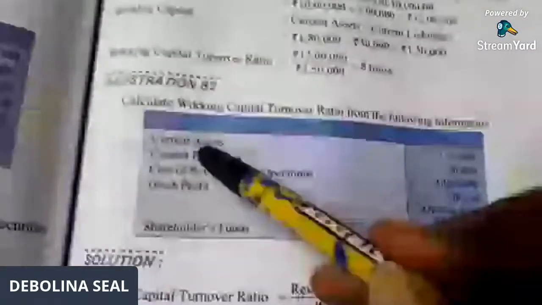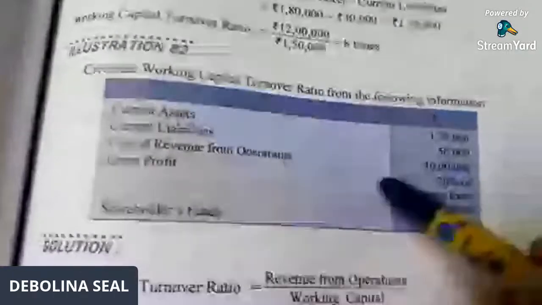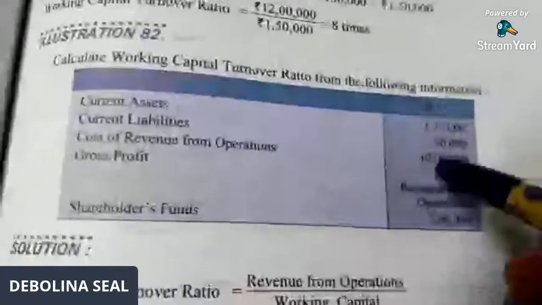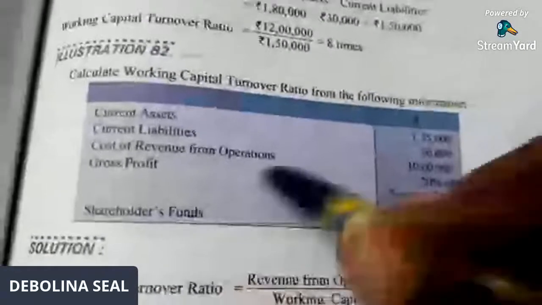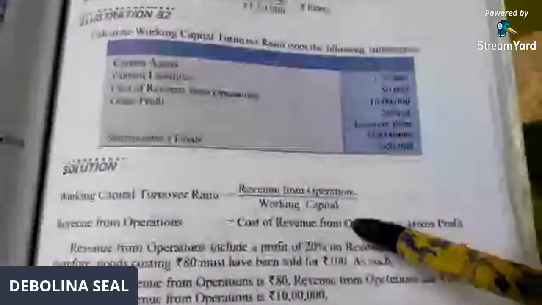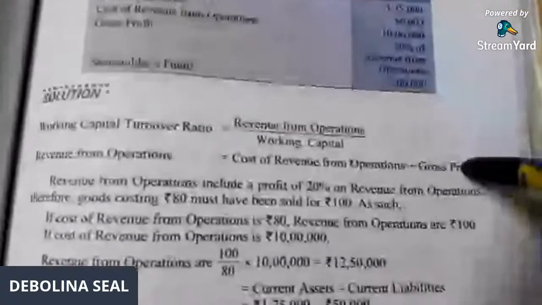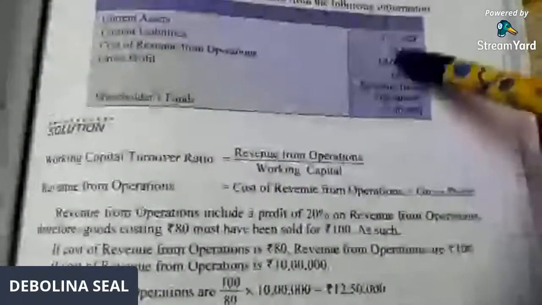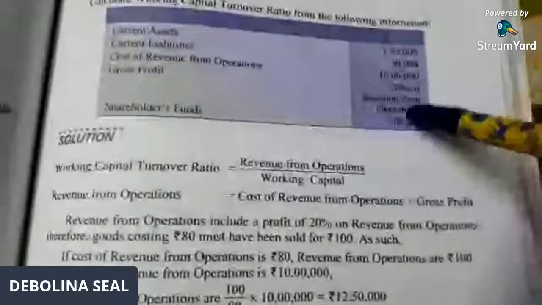And the last sum on working capital turnover ratio. See, current asset and current liabilities is given. Okay, this you know. See, cost of revenue from operation is given. Gross profit we did just now. It is told 20% of revenue from operation, and shareholders fund is also given here. So now see, revenue from operation. Revenue from operation is what? Cost of revenue from operation, just now we calculated, with that gross profit you will calculate. But gross profit is given that it is 20% of revenue from operation.